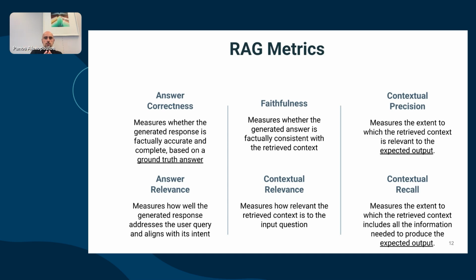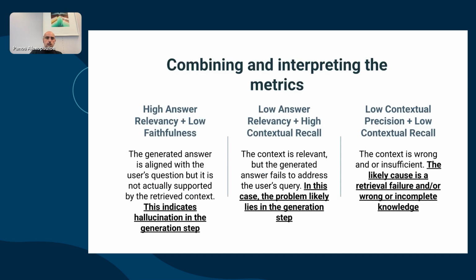Now, the power of these metrics, the usefulness, is when we actually combine them. So let's see some basic scenarios. Let's say that we measure these metrics and we find that we have a high answer relevancy and low faithfulness. This means that the generated answer is well aligned with the user's question, so it does answer the question, but it is not actually supported by the retrieved context. So the retrieved context says something different than what the answer tells us.